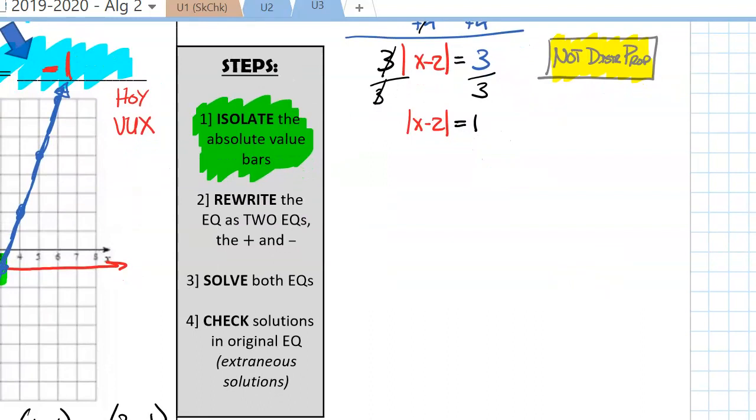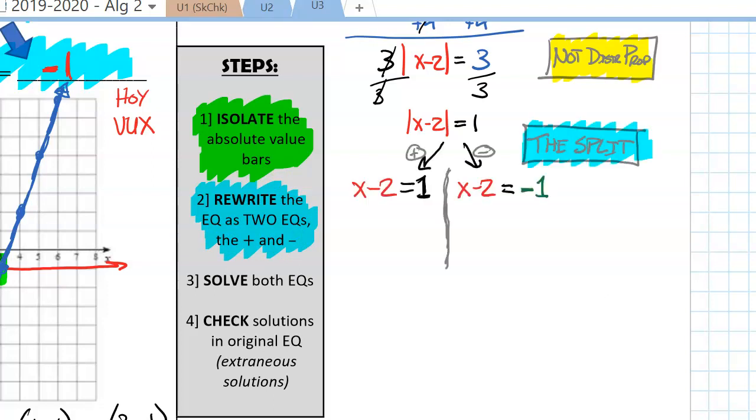So whatever is going to end up on the inside, we technically should end up with a positive and a negative value for this. So this is what step number 2 is saying. We're going to rewrite the equation as 2 equations, one with a positive answer and one with a negative answer. So we can call this the split.